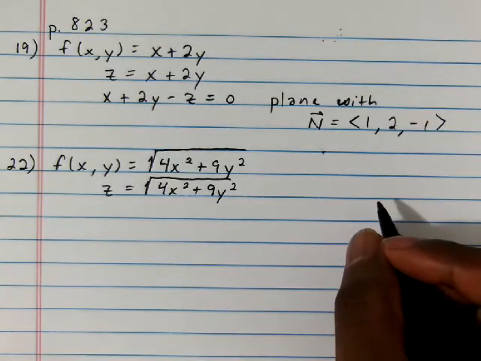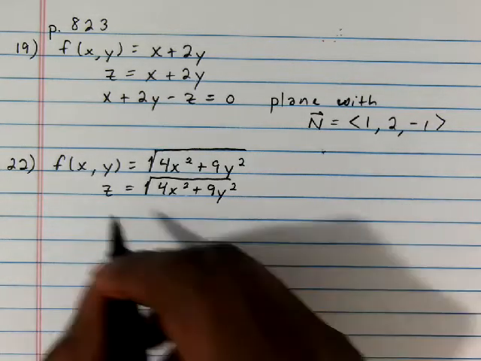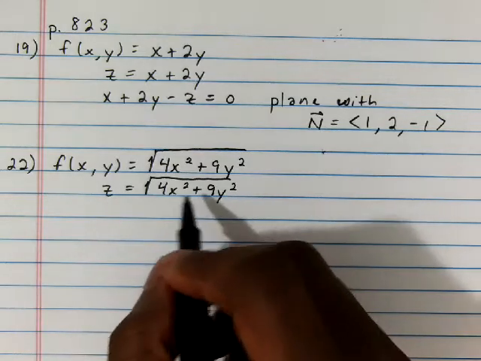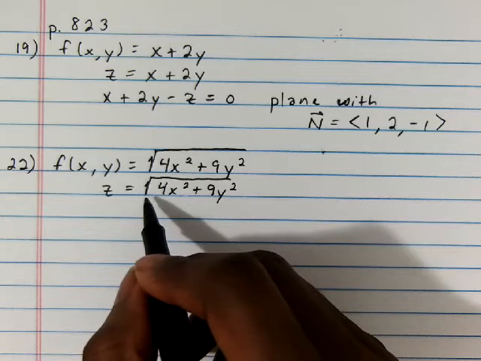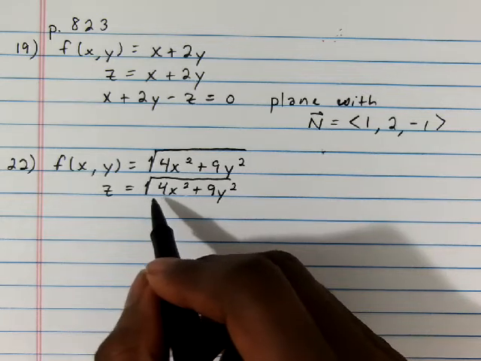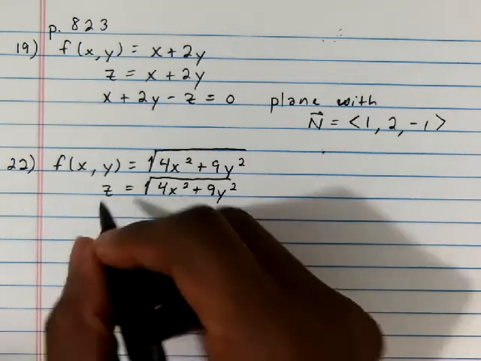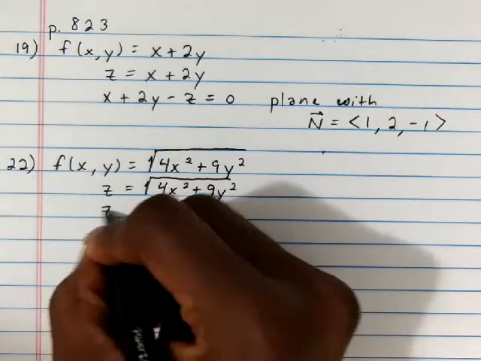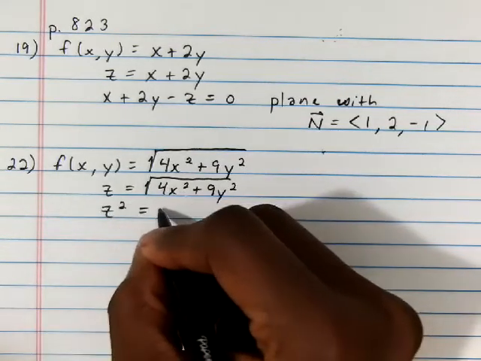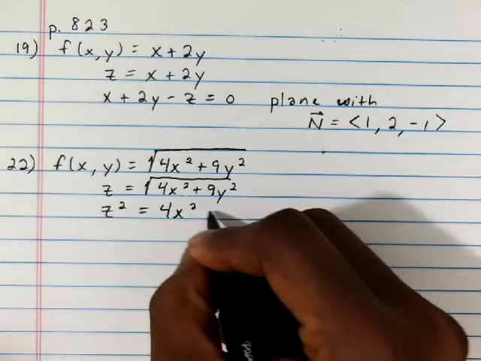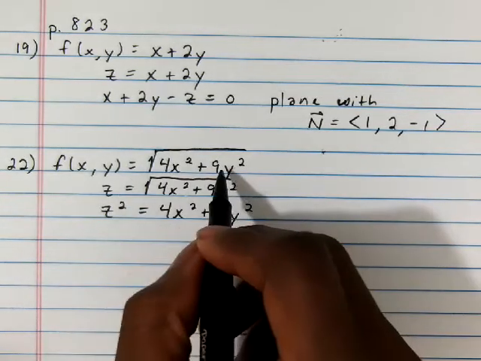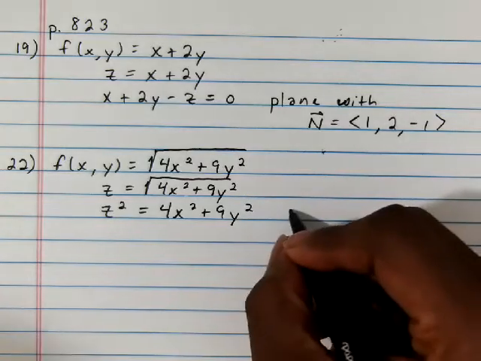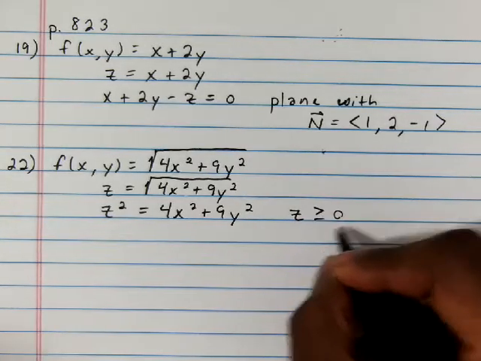And now, to put this in a more familiar form, I'm going to square both sides, but I have to keep in mind that this right here, the square root, is always positive. So when you square both sides of an equation, you're actually adding on information, and I don't want that additional information. So z squared equals 4x squared plus 9y squared. In this previous line, the function we were given, z was always greater than or equal to 0. So I need to specify that there.